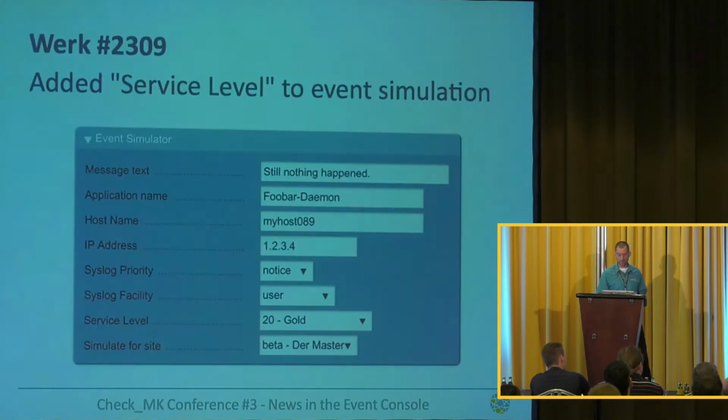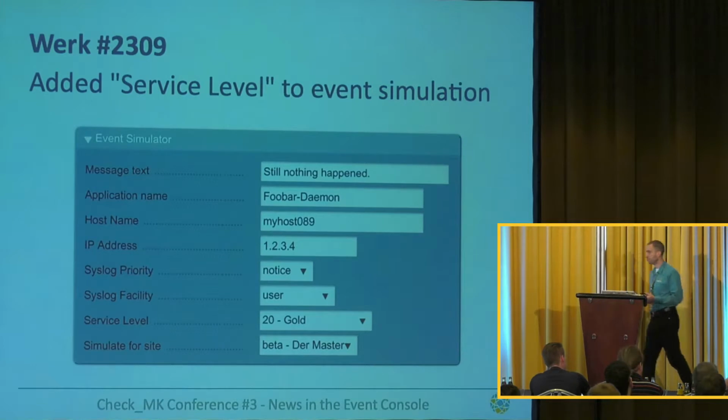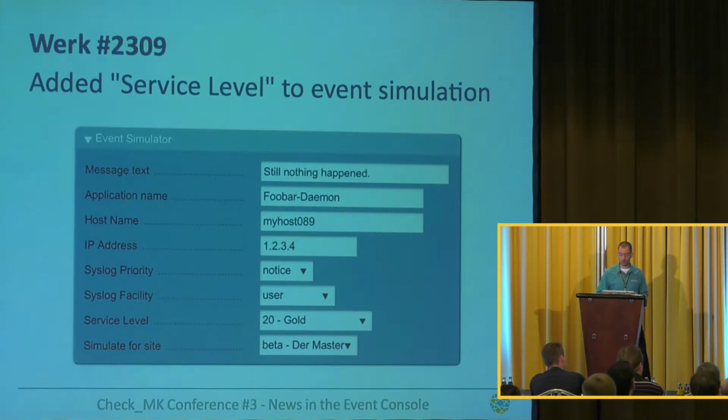Okay, then we also worked on the event simulator. In this case, we added a couple of different things. We have the service level here as well now. And for the event console, you can also simulate now. Let's assume that the event came to this site, and then of course you test the rule evaluation. You can just check if it works or not. The event rules then also apply to all the different sites.